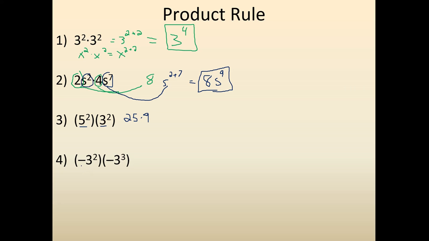All right, down to here. So question 4, once again, we do the same thing we did for question 1. Negative 3 is our base, and then we're going to add the exponents.